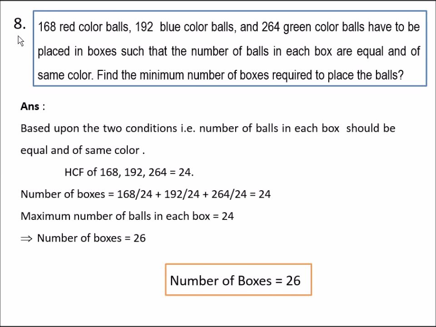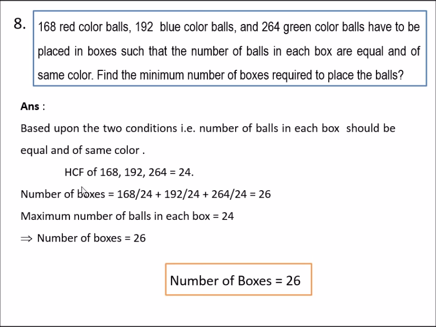And coming to the 8th question, 168 red color balls, 192 blue color balls and 264 green color balls have to be placed in boxes such that the number of balls in each box is equal and of the same color. Find the minimum number of boxes required to place the balls. Here the two conditions are that the number of balls in each box is equal and of the same color. So the HCF of 168, 192 and 264 is 24.